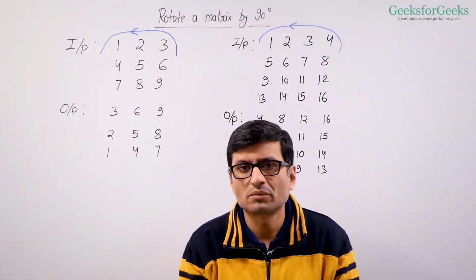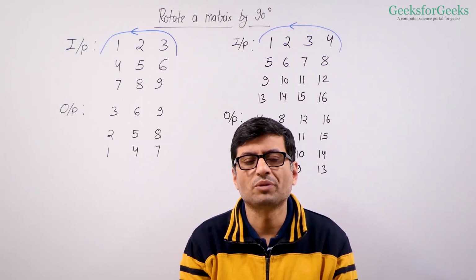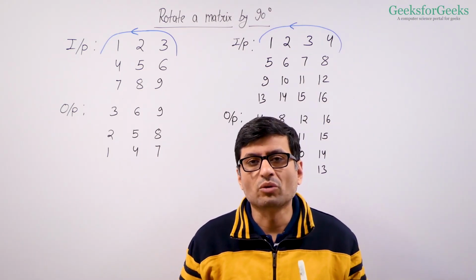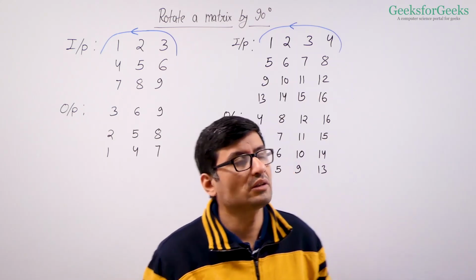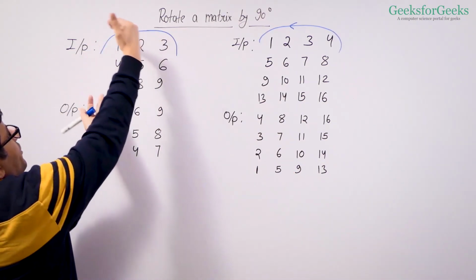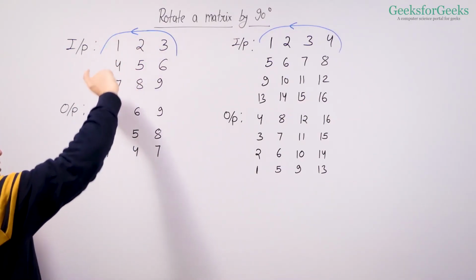Let us see this problem. We are given an n cross n matrix and we wish to rotate this matrix by 90 degree, and we need to rotate it anti-clockwise. In this example, this is our matrix and if we rotate it 90 degree anti-clockwise, this will become the column.